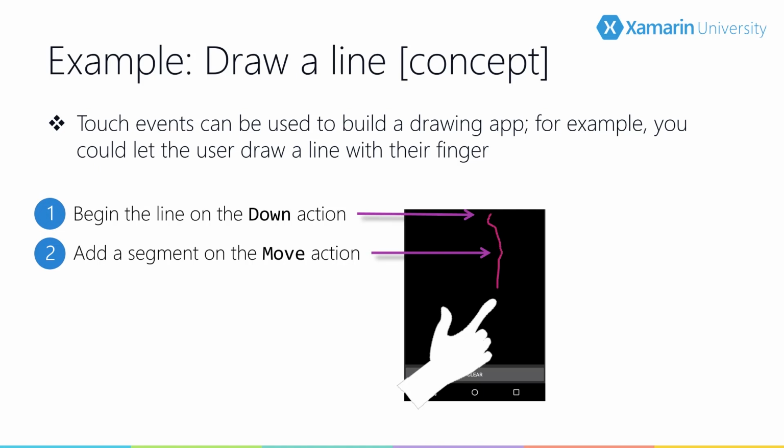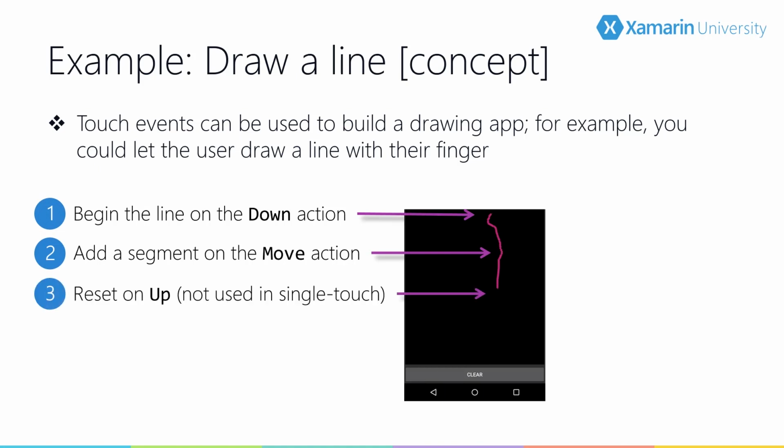And then on the up action, you may or may not need to do any work. It depends on how you code things. So for example, you could save the line when it's complete and then start over with a new one if the user touches the screen again. Android's path class can hold multiple lines, so it's also possible to continue with the same object as the user creates more lines.